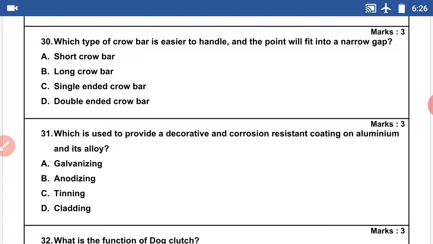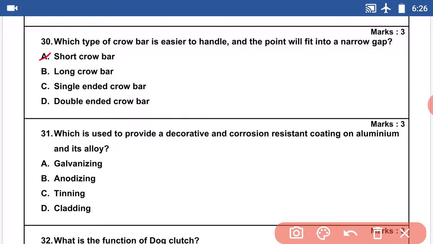Which type of crowbar is easier to handle and the point will fit into a narrow cap? This question answer short crowbar. Option A correct answer. Short crowbar.